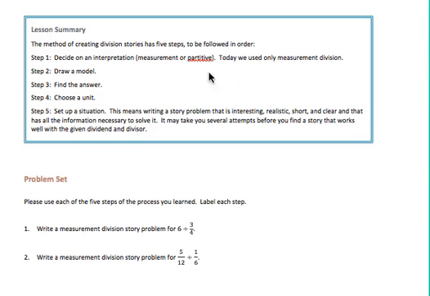To review, when you're going to write division stories, first of all, decide on an interpretation. Is it going to be measurement or partitive? Partitive we will look at in lesson 6. Draw a model of your numbers. Find the answer. Choose a unit, pounds, miles. And then write the actual word problem. Make it something that makes sense.